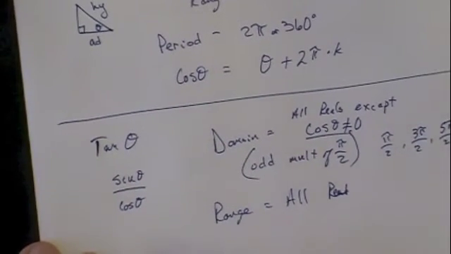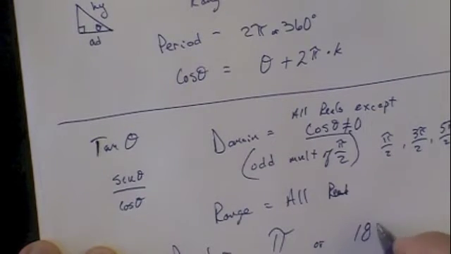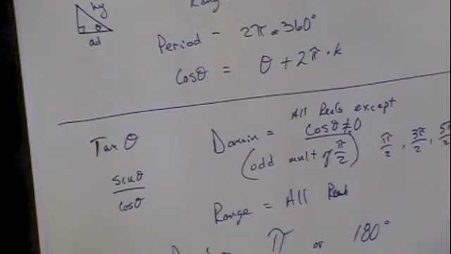Now, tangent, as far as the period goes, it starts to repeat itself at pi, or at 180 degrees. And so its period is shorter than sine and cosine.